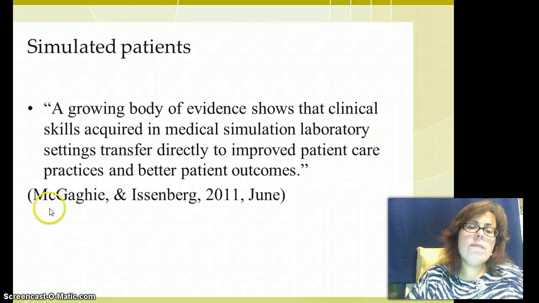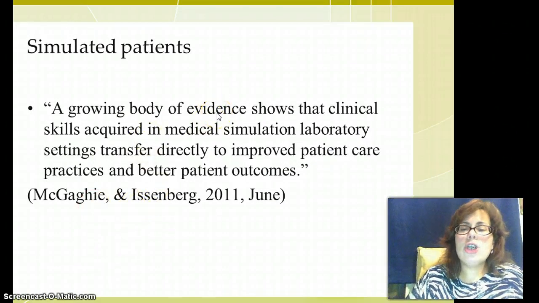According to McGaghie and Eisenberg, there is evidence to show that the use of clinical simulations in a laboratory setting will transfer directly into improved practices and better patient care.